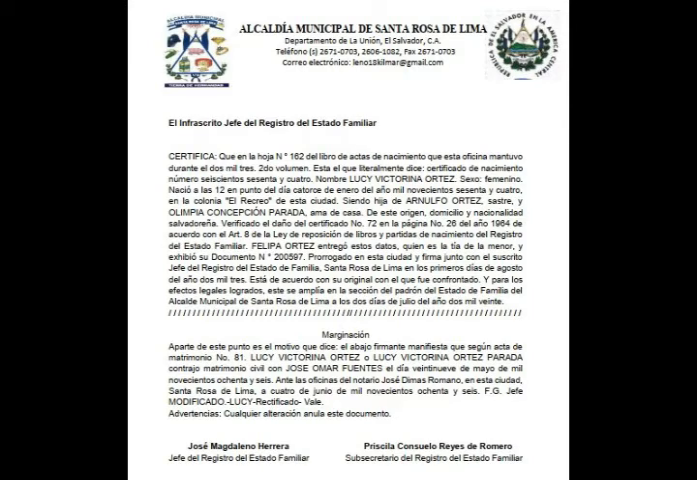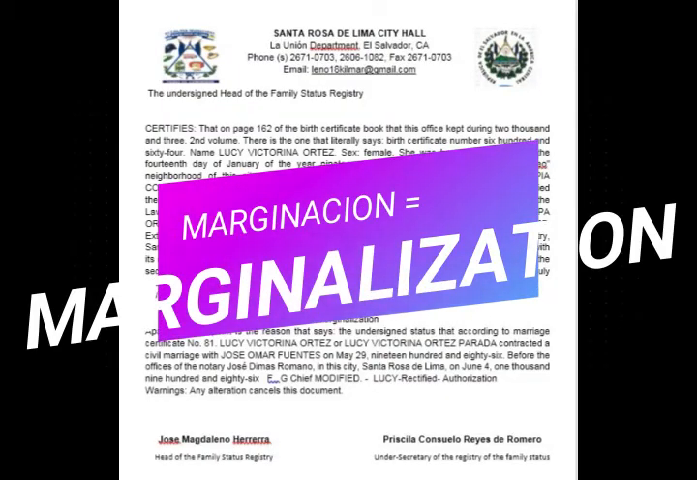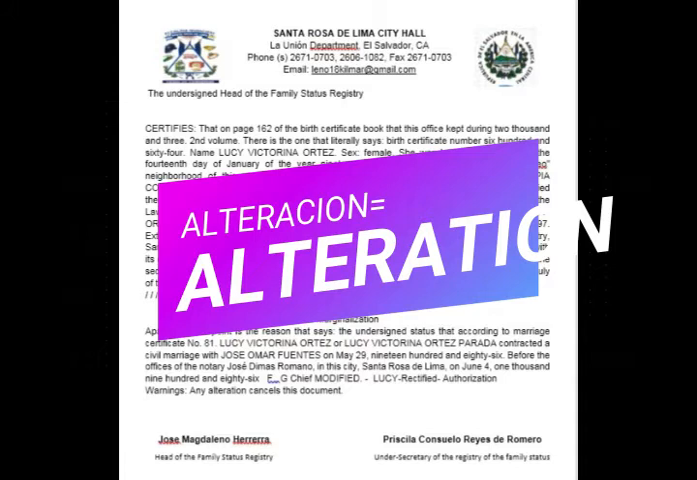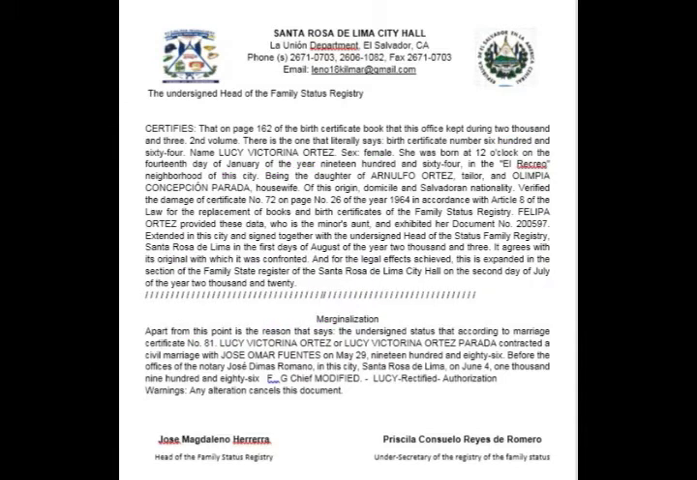The second one is marginalization. In Spanish is marginación. This means that the change that are made in the birth certificate. The third one is alteración. In English is alteration. This means that if any confusion is found, the birth certificate will have to be cancelled. To translate these words, we use pros.com.